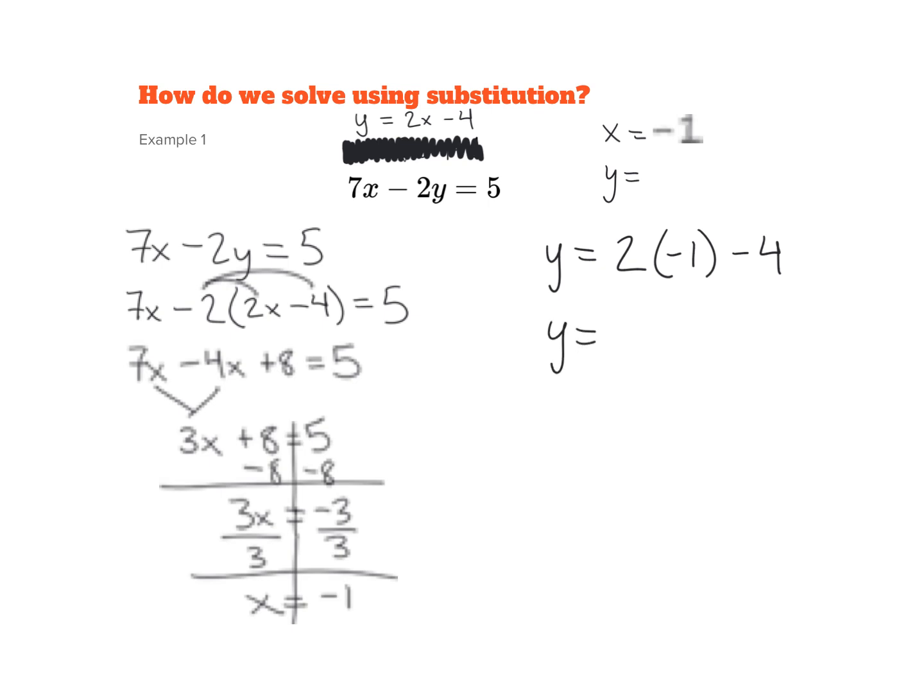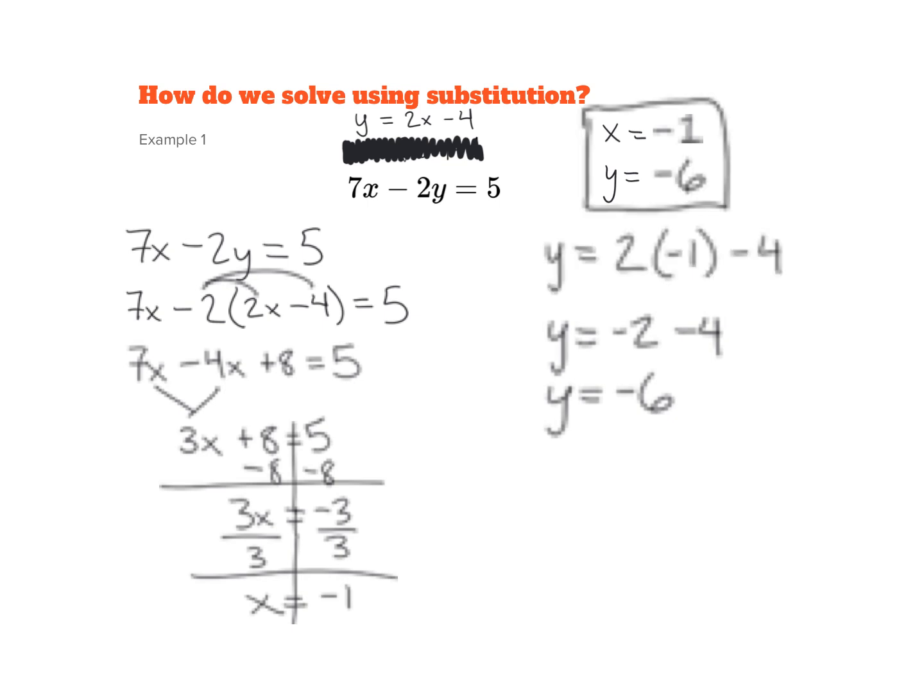Simplifying this, 2 times negative 1 is negative 2. Negative 2 minus 4, or going backwards 4, gets us to negative 6. And so my answer becomes this: x is equal to negative 1, y is equal to negative 6.